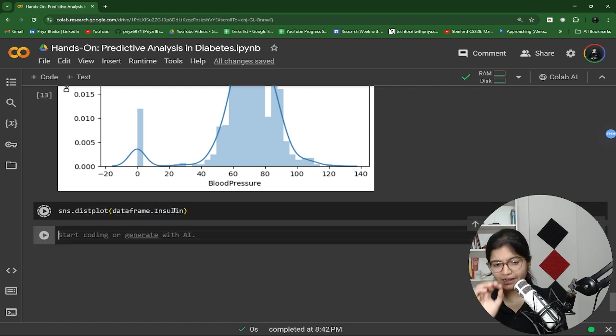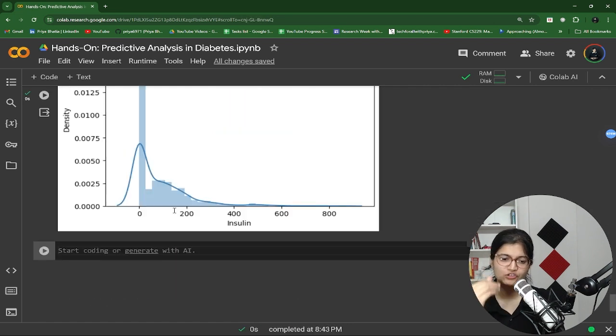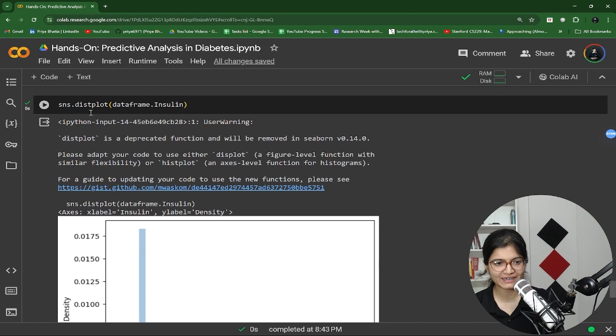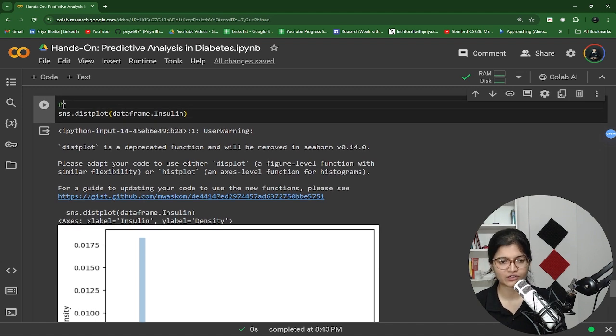Insulin. Similarly, what you have to do is check the distribution for the entire plots that you have. Now you can see it is right skewed. It is perfectly visible to me. So definitely in this particular feature, with respect to insulin, we can do the imputation with respect to the median part only, right? This is how the flow will go.